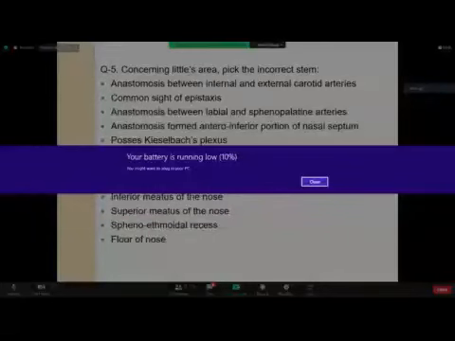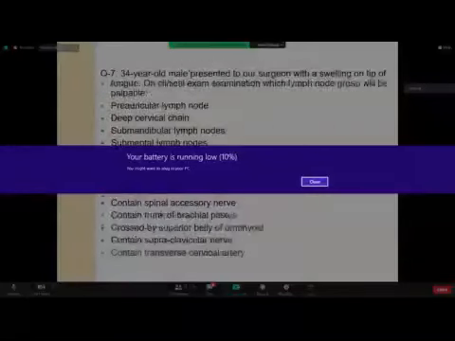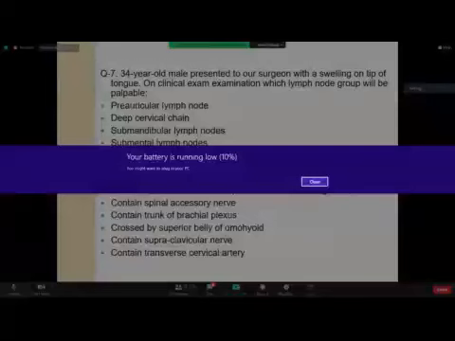Good. Now, a 34-year-old male presented to our surgeon with a swelling on the tip of the tongue. On clinical examination, which lymph node group will be palpable? I have discussed this many times today. Submental lymph node. Okay, this is very important. Similarly, the nerve supply of the tongue, sensory and motor, both are very important.